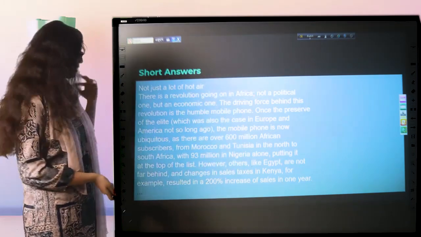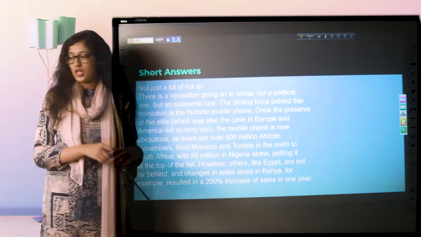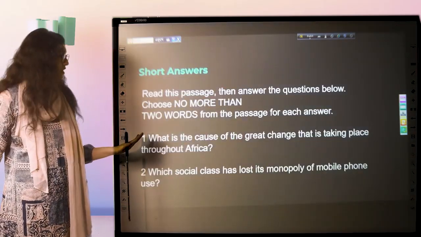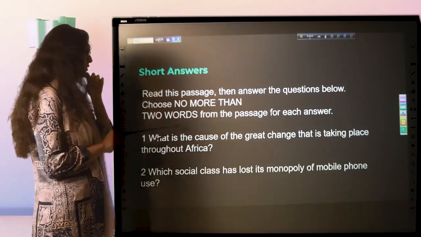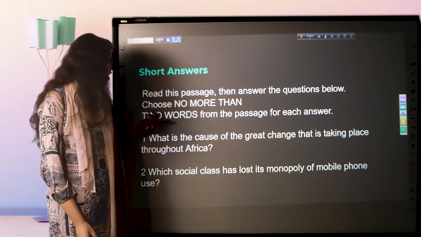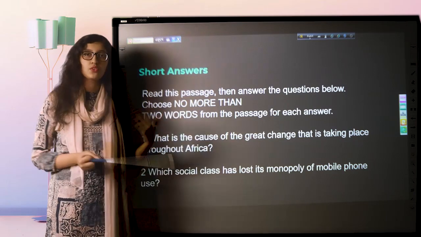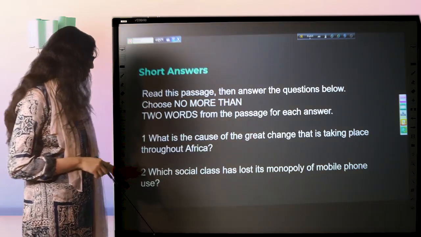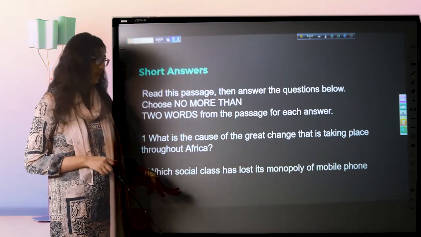So this is a part taken from a passage. Let's look at the question first, then we're going to come back to this. Again, when you see the question, go ahead and read the instructions first. Here you can use no more than 2 words. That means you can use either 1 word or 2 words at maximum. And we're going to be solving 2 questions here today.